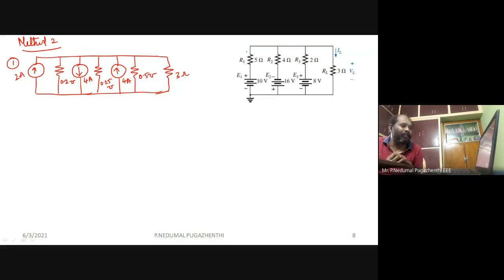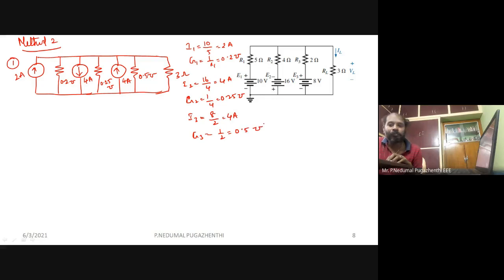So I have converted every source, so I will write it. I1 is equal to what? I1 is equal to 10 by 5, which is equal to 2 amperes. And what is G1? G1 is equal to 1 by R1, which is equal to 0.2 mho. Same way, what is I2? I2 is equal to 16 by 4, which is equal to 4 amperes. And what is G2? G2 is equal to 1 divided by 4, which is equal to 0.25 mho, or siemens. I3 is equal to 8 by 2, which is equal to 4 amperes, and G3 is equal to 1 by 2, which is equal to 0.5 mho. It is not ohms, it is conductance, the inverse of the resistance, mho or siemens.